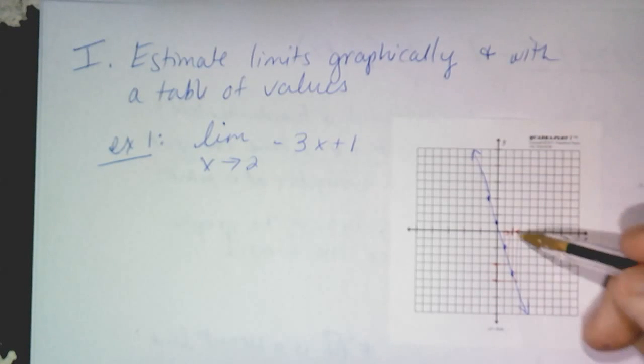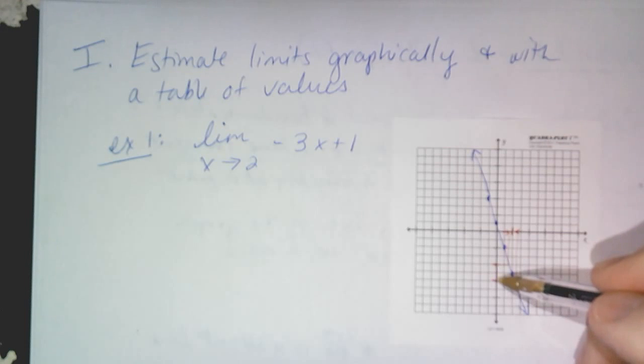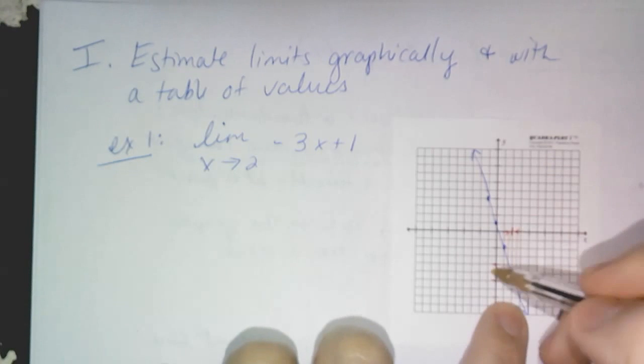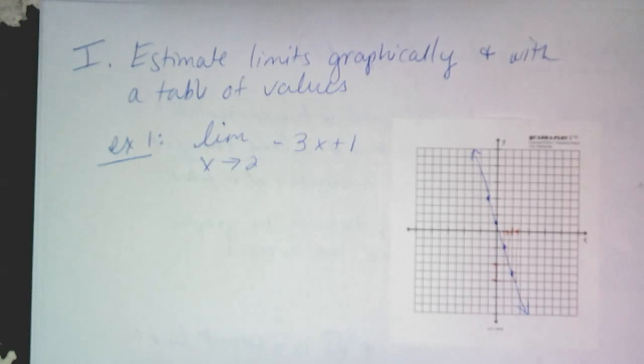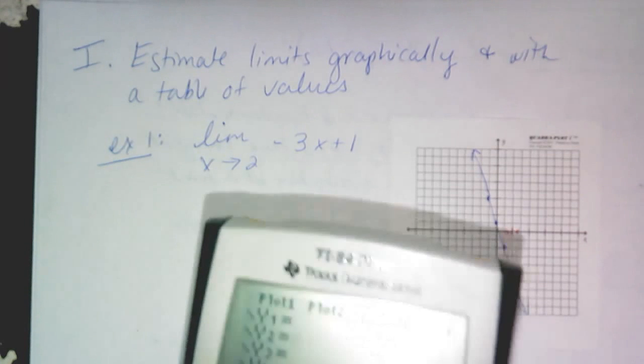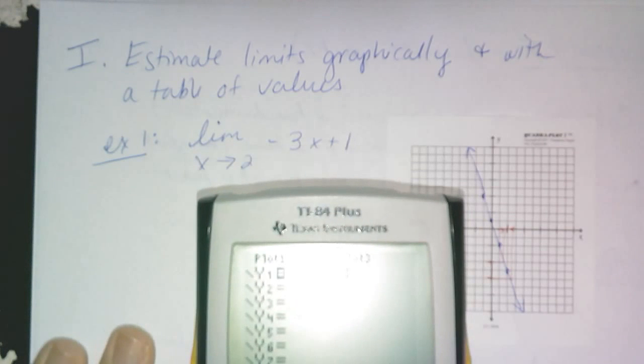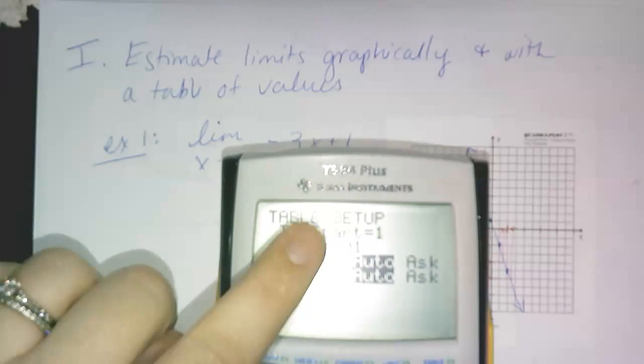Most of you could probably see what it's going to be right now. Not 5, what? Negative 5. Negative 5, it kind of looks like it could be, right? Let's just double check with a beautiful calculator. This is what we did last year when we learned about continuity. Negative 3x plus 1. If you don't remember, you need to change your table.